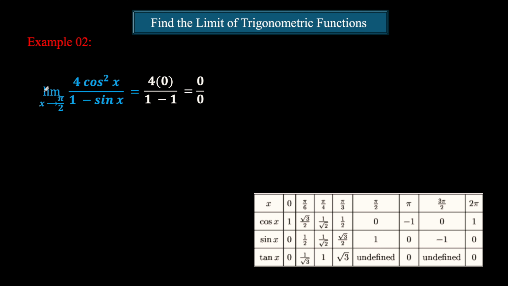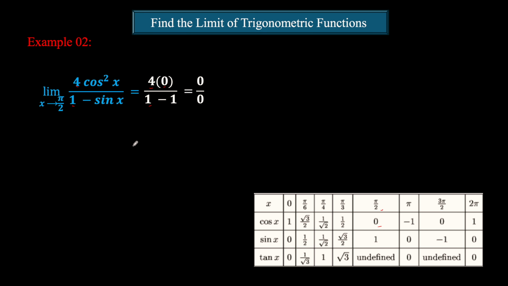Let's see the second example. Find the limit as x approaches pi over 2 for 4 cosine squared x over 1 minus sine x. If we substitute x by pi over 2, the constant number 4 remains the same, okay? And 1 also remains the same. Then cosine squared of pi over 2, so cosine of pi over 2, pi over 2 is 0.